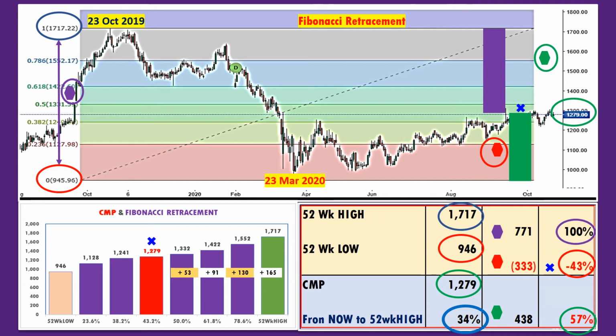If we have a look at it, the current level of 1279 is at a Fibonacci of 43.2%, and the balance 438, which is the balance to be retraced, is spread between 50% retracement, which is plus 53 reaching to 1332, then another 91 for 61.8%, and similarly another 130 for 78.6%, and the last balance is 165. The share has potential, but it is all subject to maintenance of the trend.